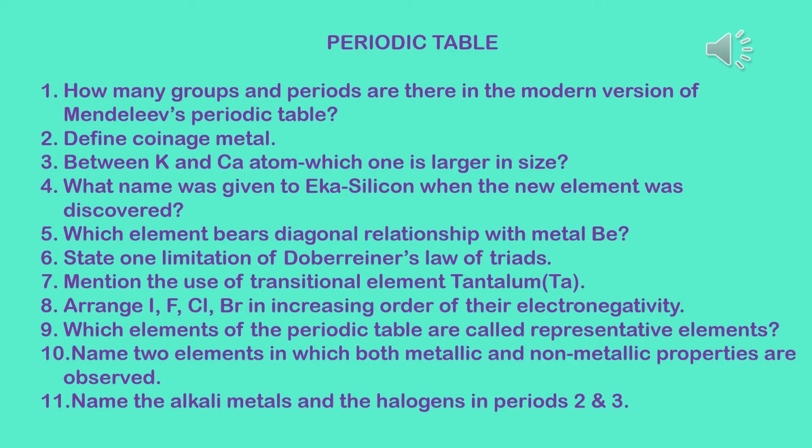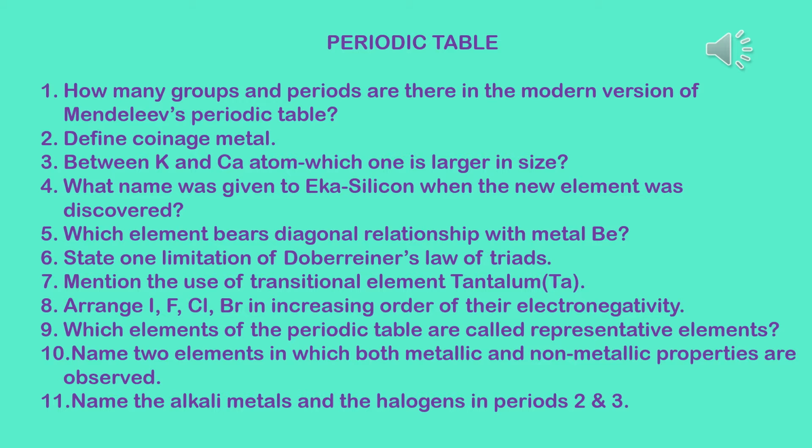Number 3, between K and Ca, that means between potassium and calcium atom, which one is larger in size? Answer. Potassium atom is larger in size than calcium atom. Question number 4. What name was given to Eka silicon when the new element was discovered? Answer is germanium. Germanium. Symbol is capital G, small e. You know this is case sensitive, so please be careful.